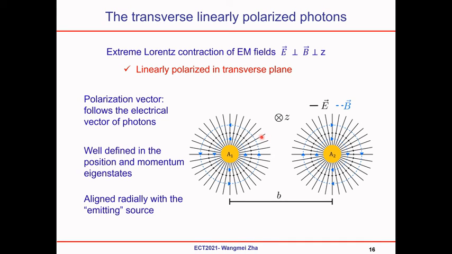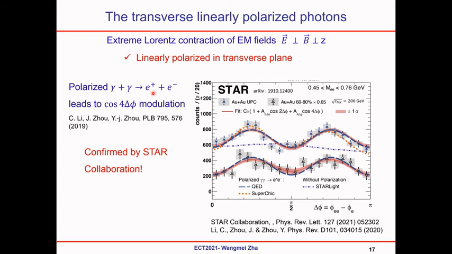So if you sit here, for example, you will find that the photons are aligned along the radial direction. So it's well defined in position and momentum eigenstates, and also aligned radially with the emitting source. The linearly polarized photons have been observed in experiment and confirmed by the STAR collaboration. According to Jianzhou's theoretical calculation, for gamma-gamma collision to dielectron, the fully linearly polarized photons will lead to a cosine 4 phi modulation.